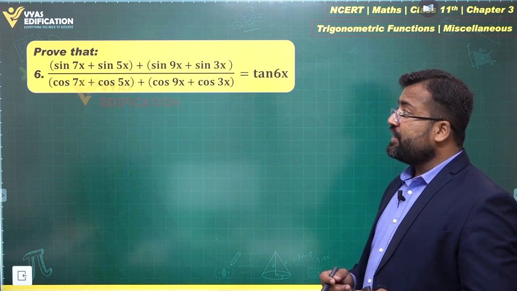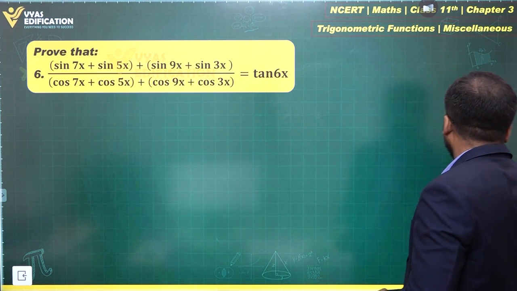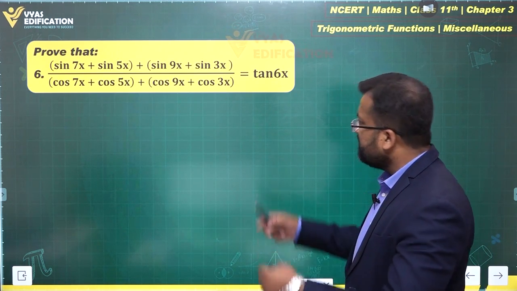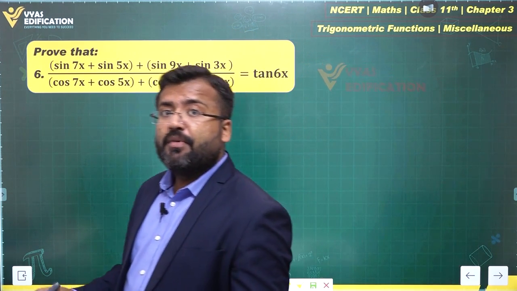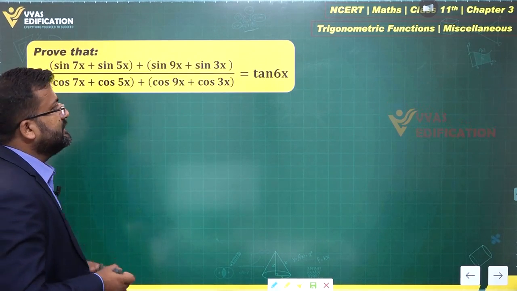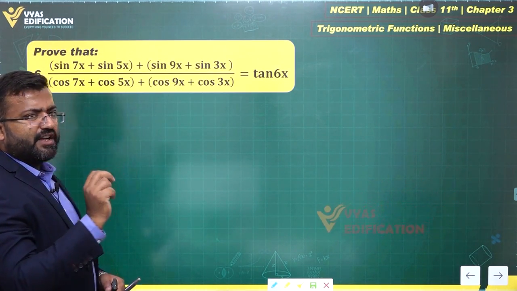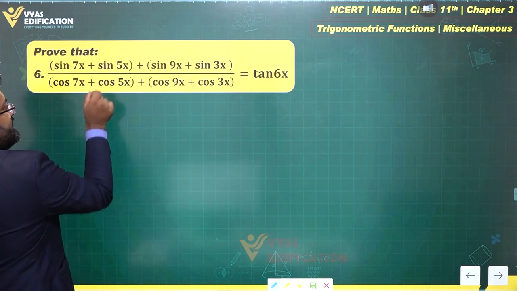Let's move on to this question next. What does the question say? We have huge expressions in the LHS, huge looking, big expressions. But if you remember the transformation formula, you would realize that this can be converted into a product and simplified. This can be simplified, this can be simplified.